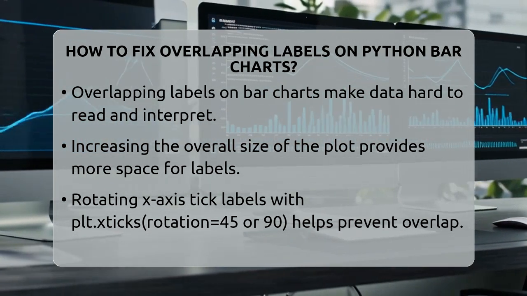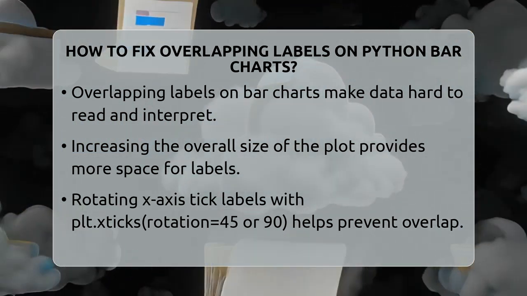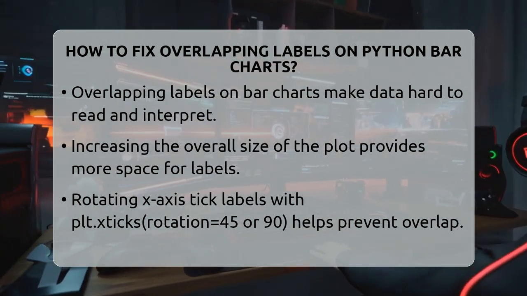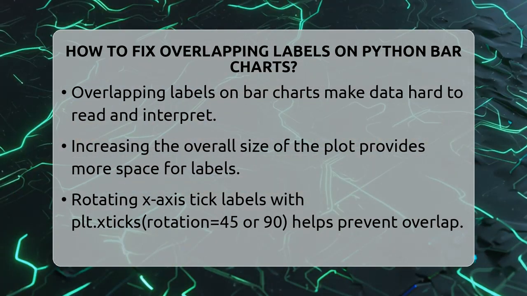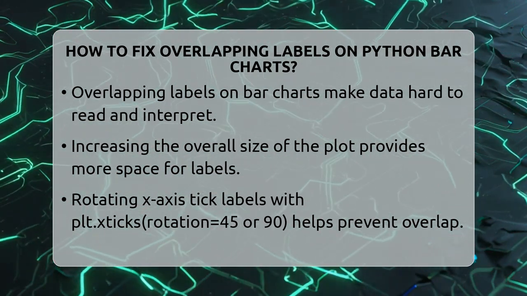When labels overlap, it usually means there isn't enough space for all the text. To fix this, start by making your plot larger. Increasing the figure size gives more room for labels to spread out. You can do this with the figure function in Matplotlib by setting a bigger width and height.